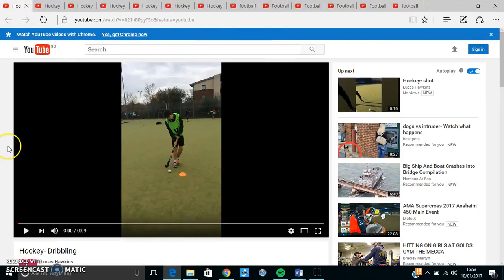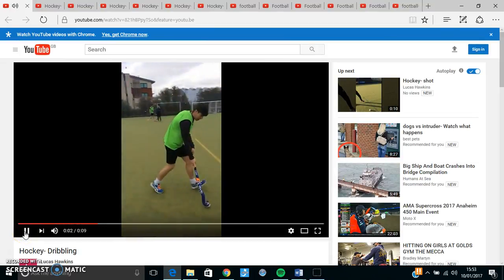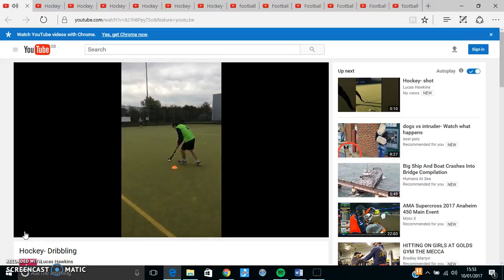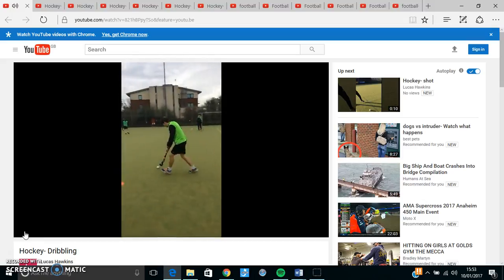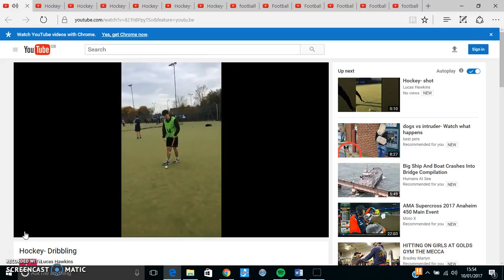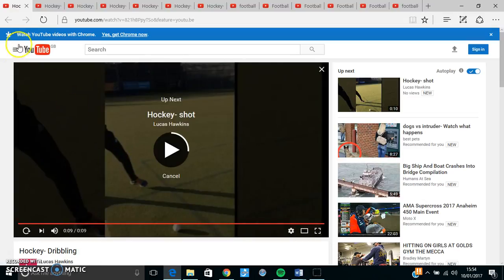The first skill I'm going to be demonstrating is dribbling in hockey. You will usually use dribbling in hockey when you're in a large amount of space, or another way you'll use dribbling is if you have no options to pass.